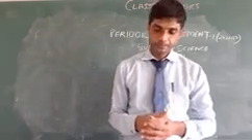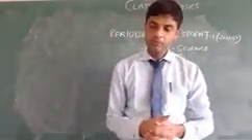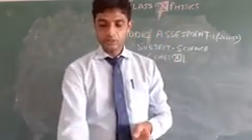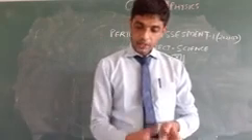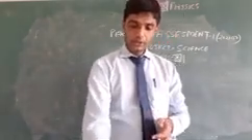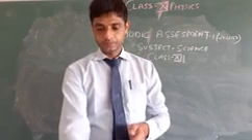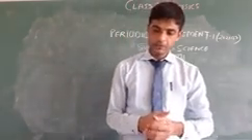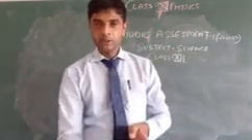Question number 9. Two charges 5 into 10 to the power -8 coulomb and -3 into 10 to the power -8 coulomb are located 6 centimeter apart. At what point on the line joining the two charges is the electric potential 0? Take the potential at infinity to be 0.